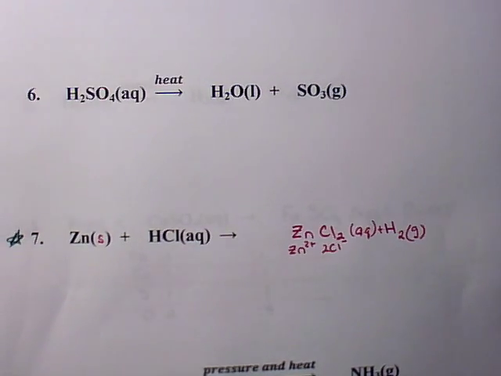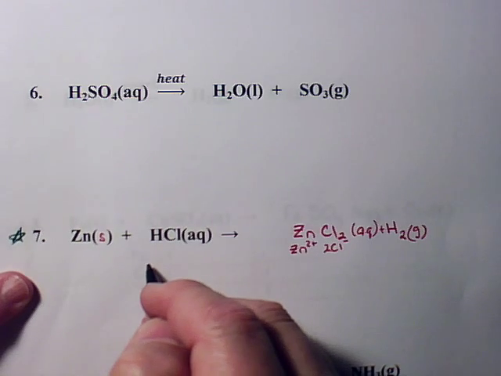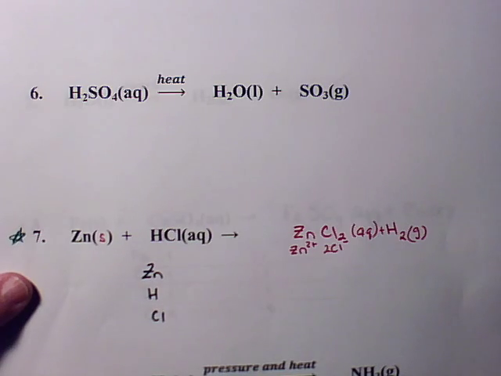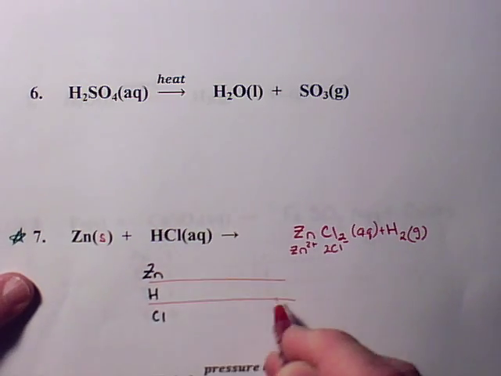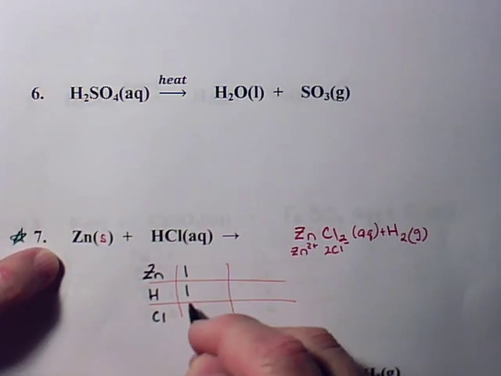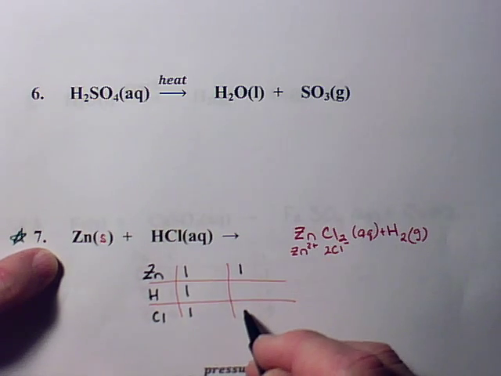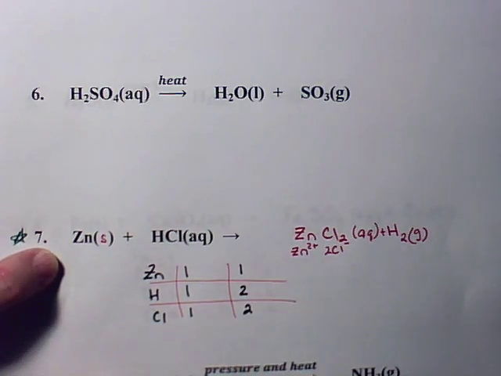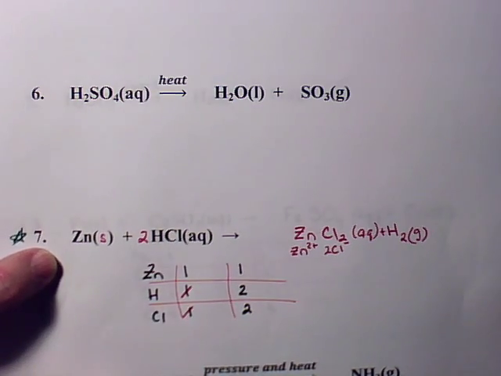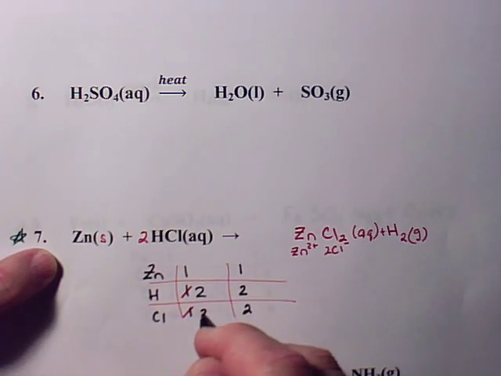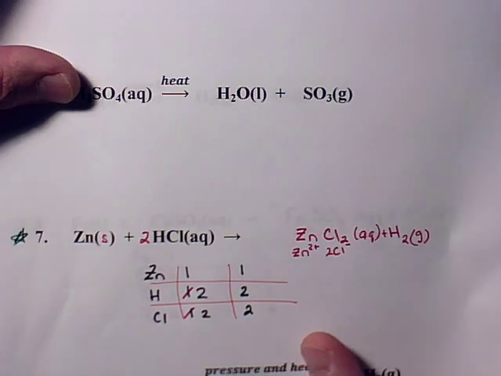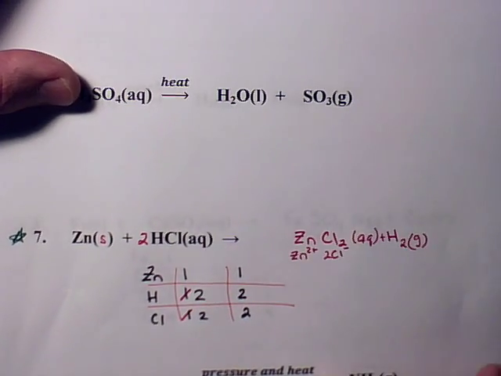Okay? Now we're ready to balance the equation. So we've got zinc, hydrogen, and chlorine. On the left side, I've got 1 zinc, 1 hydrogen, 1 chlorine. On the right side, I've got 1 zinc, 2 chlorines, and 2 hydrogens. So a number 2 in front of this species will give us 2 hydrogens and 2 chlorines. And now we're ready to write the complete and net ionic equation. Yes?